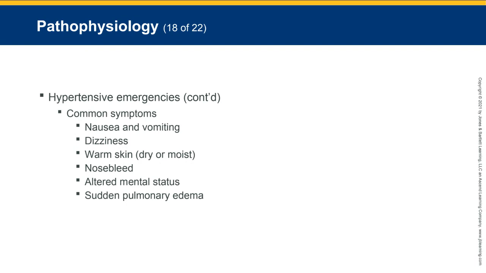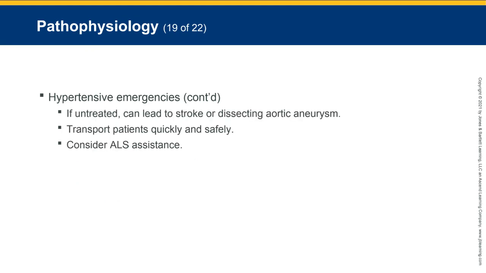Common symptoms: nausea and vomiting, dizziness, warm skin, dry or moist, nosebleed, which is a common occurrence with patients who have uncontrolled high blood pressure, altered mental status, sudden pulmonary edema. If untreated, the patient is going to be at risk for stroke or a dissecting aortic aneurysm. Transport patients quickly and safely. Consider ALS assistance.